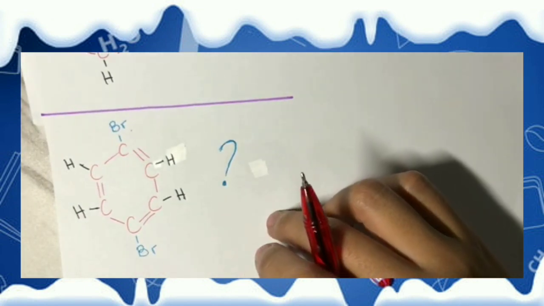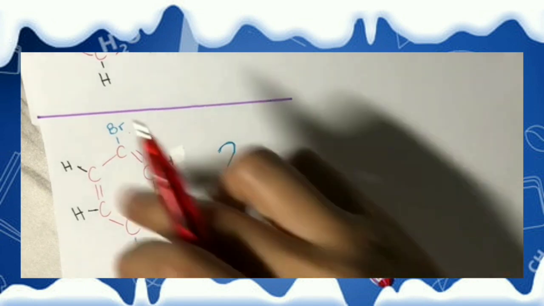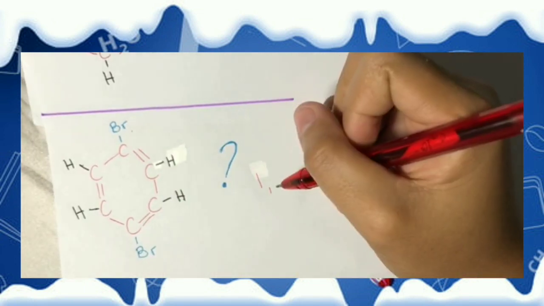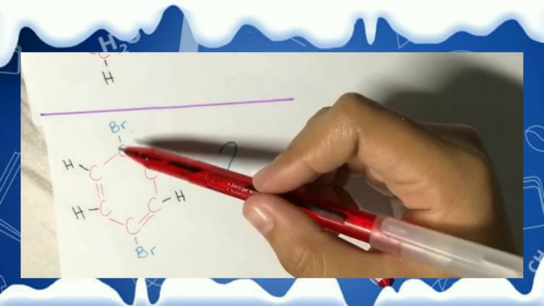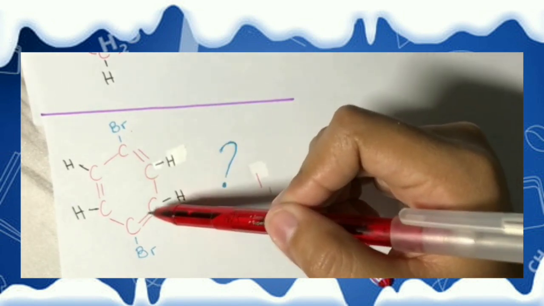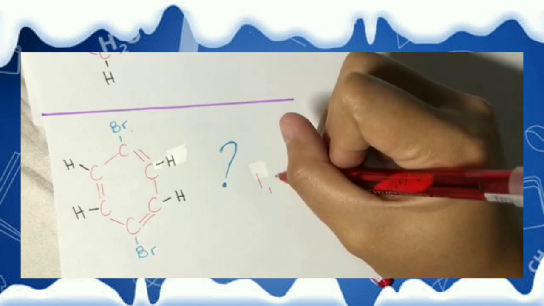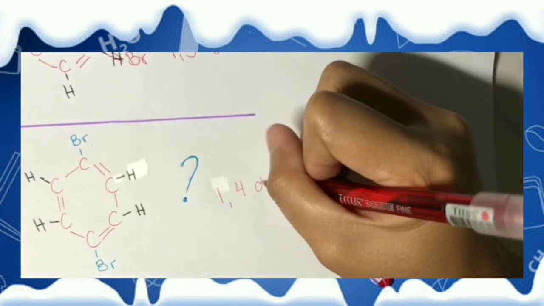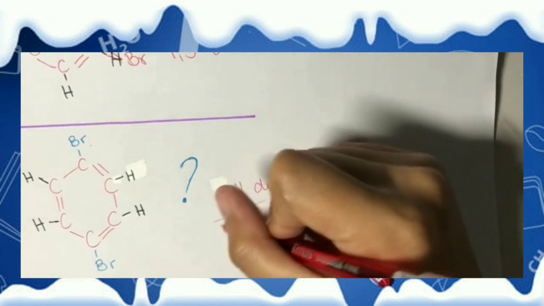So let's try to answer it. The bromine is at the top, so that is carbon 1. The other bromine is at 1, 2, 3, 4, carbon number 4. So it is 1,4-dibromobenzene. This is the final answer.